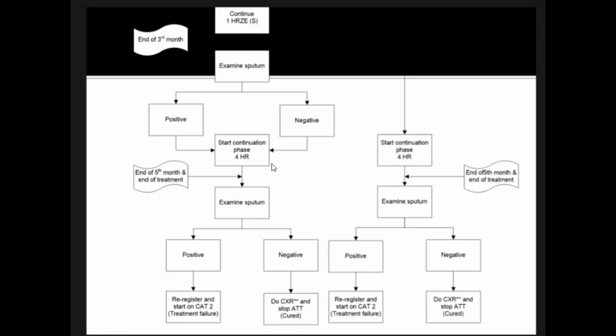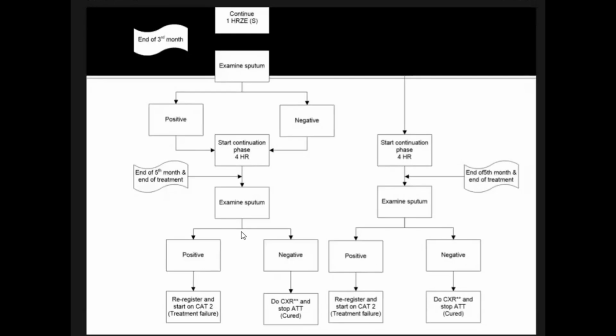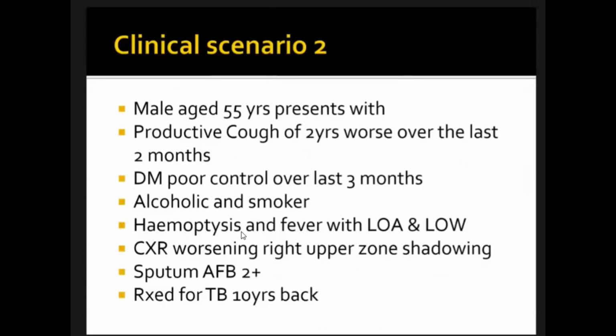Then we go on to the continuation phase of 4 months of isoniazid and rifampicin, and again examine the sputum at the end of the 3rd month and the 4th month of the continuation phase. If it is negative, we have cured the patient. We classify as cured. But if it is positive, then of course we go for a retreatment regime. Now, that is a new patient coming with TB.